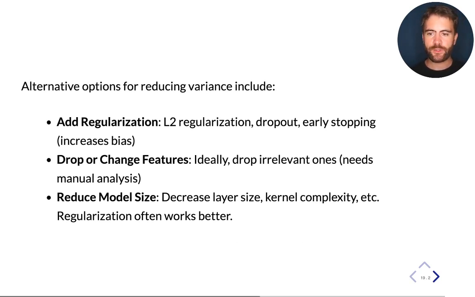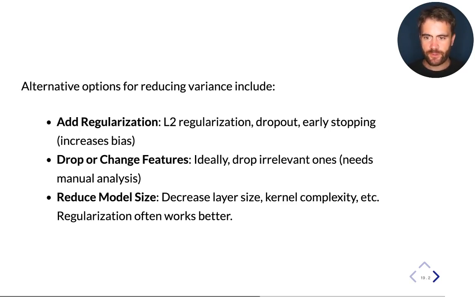The first one is to regularize the model. This is something that we have seen in several previous lectures, and it's something that we can do for essentially every model. Examples include L2 regularization, dropout, which is a method for neural networks, and early stopping, which could be an approach that is especially useful for algorithms like gradient boosted trees.